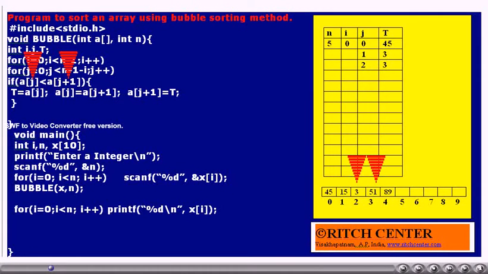Now, a of j and a of j plus 1 are compared. Currently, a of j value is 3. A of j plus 1 value is 51. 3, is it less than 51? Yes. Thus, they are supposed to be exchanged. Thus, a of j value, that is 3, is assigned to the temporary variable t. Then a of j plus 1 is assigned to a of j. And then t value will be assigned to a of j plus 1. Thus, they get exchanged.